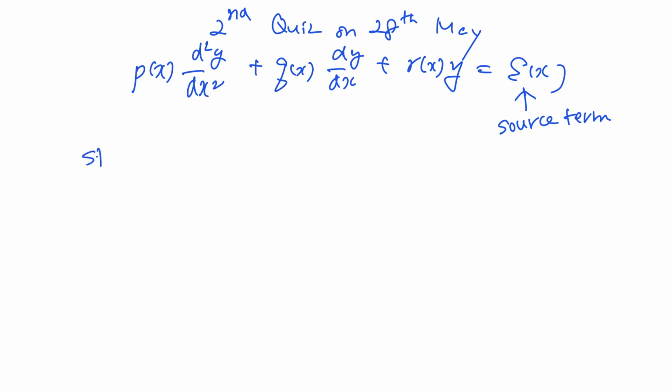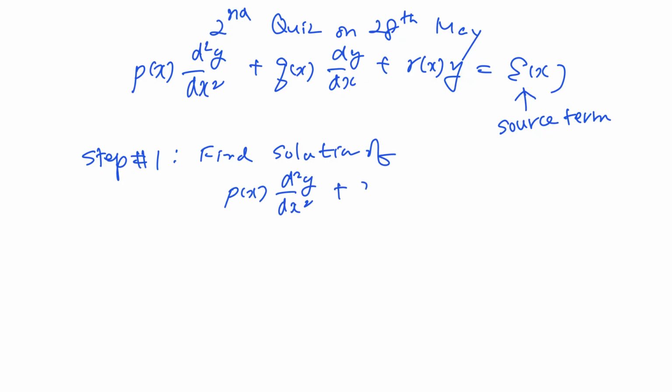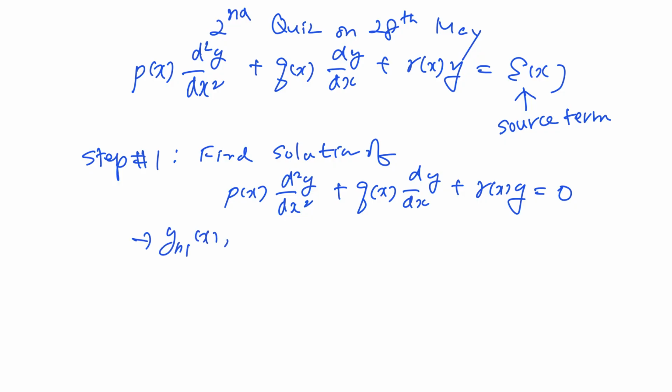Step number one, find solutions of p(x) d²y/dx² + q(x) dy/dx + r(x) y = 0. So let's say yh1(x), yh2(x).